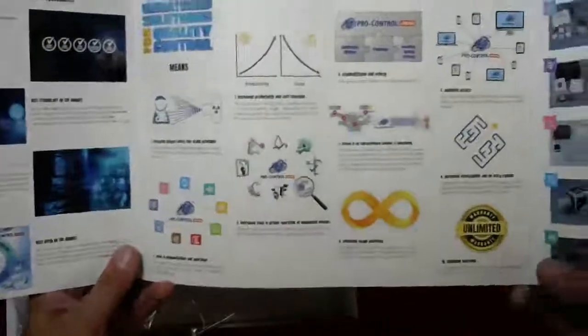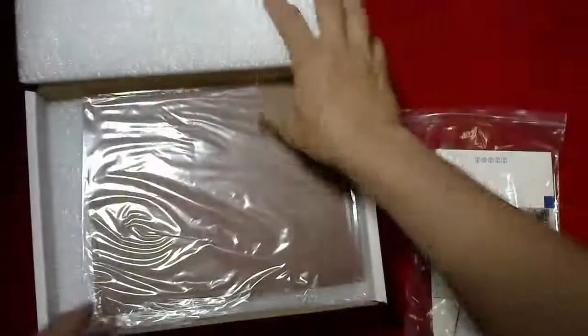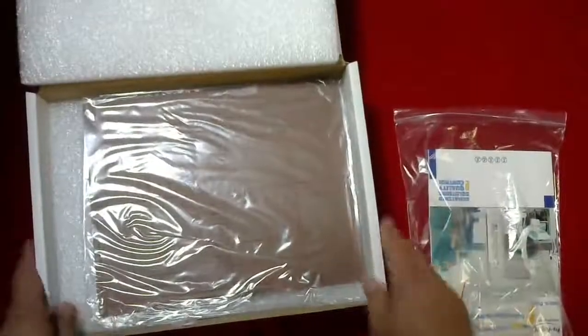This is a fold-out brochure that shows you some of the other products that are available from Pro Project. And just open this up here. So it does have this, this is a box with the foam padding.